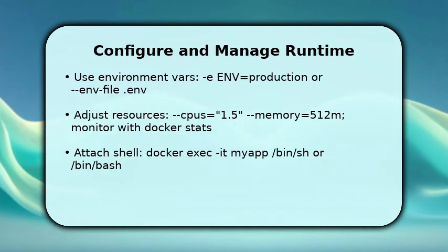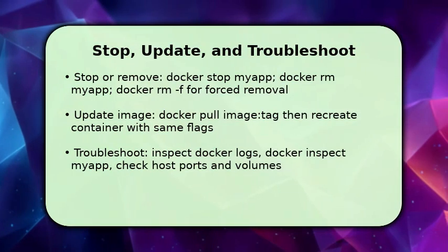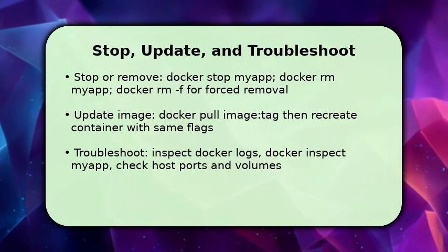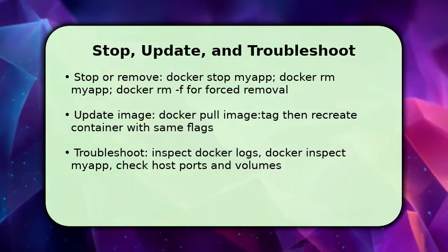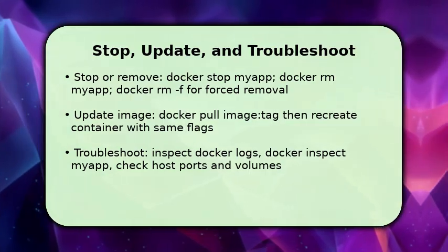And to finish or upgrade, stop the container gracefully, pull the new image, and recreate the container with the same volume and port flags so state persists. Use docker stop myapp, then docker rm myapp before docker run with the updated tag.